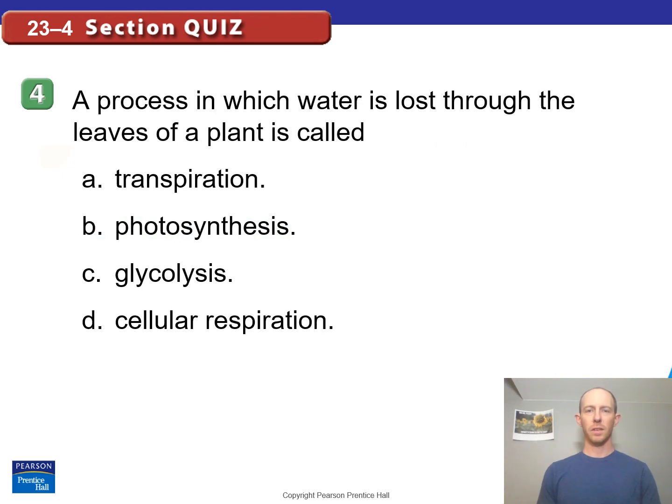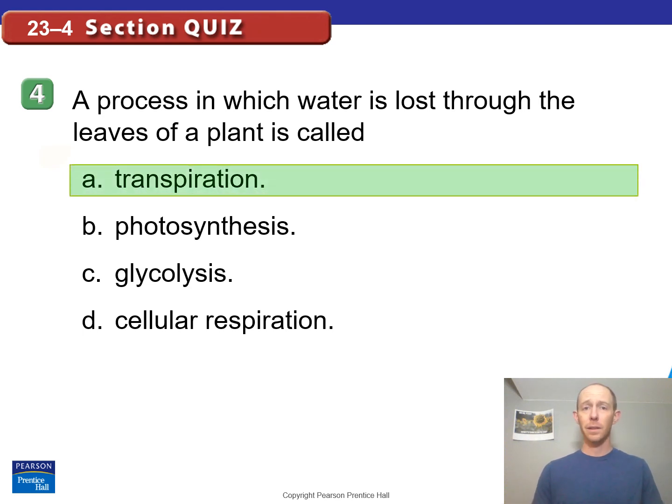All right. Which of these is the process by which water is lost in a leaf? I called it leaf sweat earlier. Well, that was pretty quick. You guys got that one. So that wasn't even a challenge.